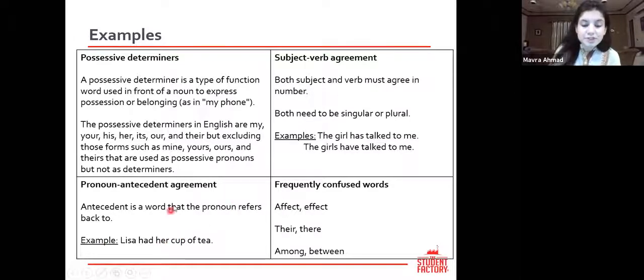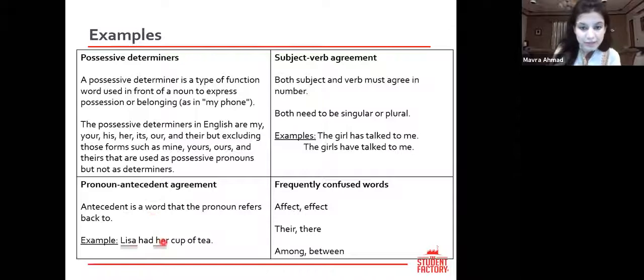Now we are definitely going to understand what the antecedent is in this sentence, but first we should know which is the pronoun in the sentence. Of course, the pronoun is her, and the antecedent that the pronoun refers back to is Lisa. So this is the antecedent. It's also the subject and the noun in the sentence, but also known as the antecedent.